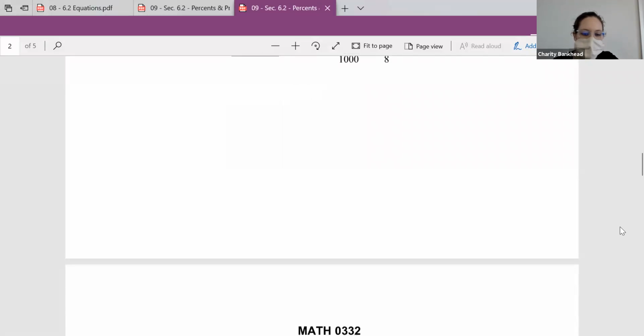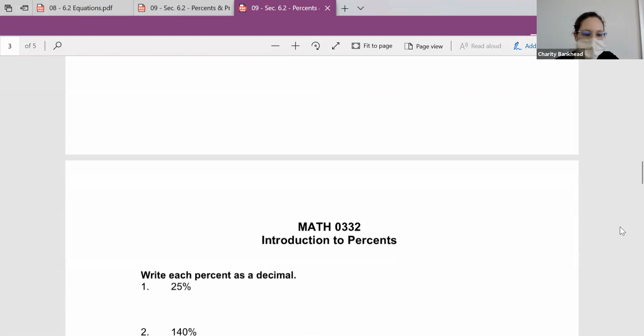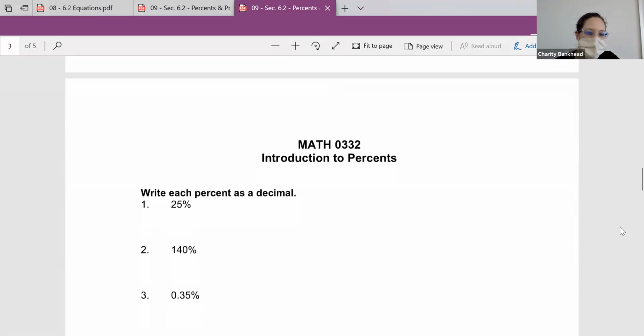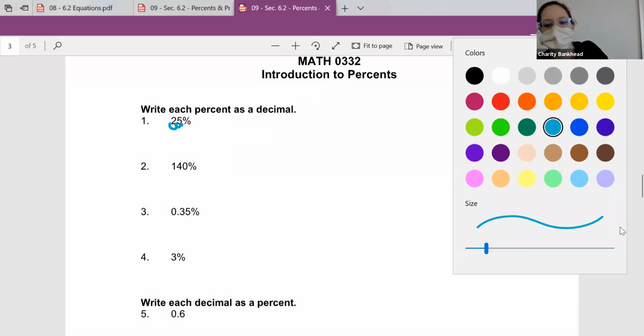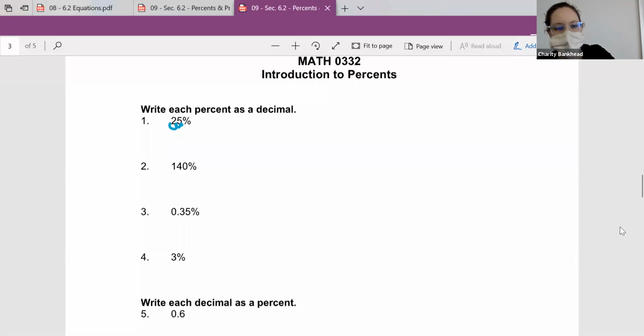All right, so let's do some problems. Okay, so 25%, and we want to write that as a decimal. So just move the decimal point. If it's 25, the decimal point would be after the 5, and you would just move it 2 times to the left. So that would equal 0.25.